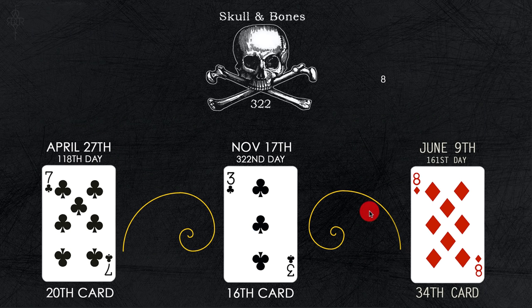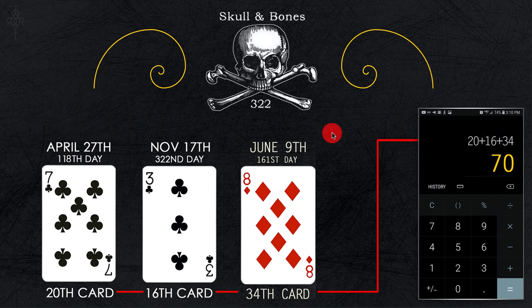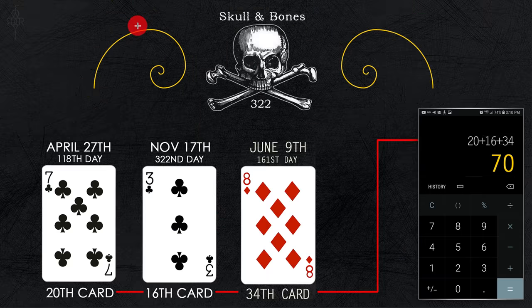So I feel it creates a connecting point of the golden ratio, which is why these people have the 322. It's 1.61 times 2. And so when we add up these cards, the significance starts to show itself, because the 20th card, 16th card, and 34th card is a total of the number 70. And when you go into the string of pi, the number 70 is found at the 96th decimal digit. That is the yin yang right there, folks. That's the yin freaking yang.